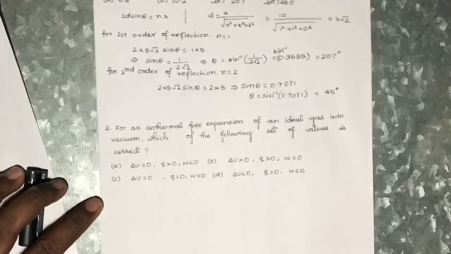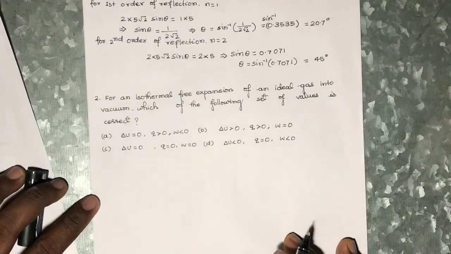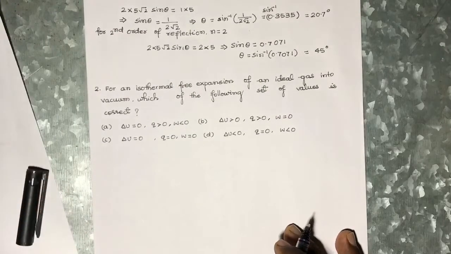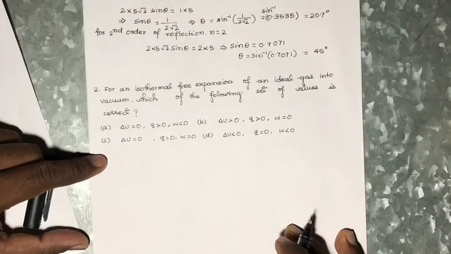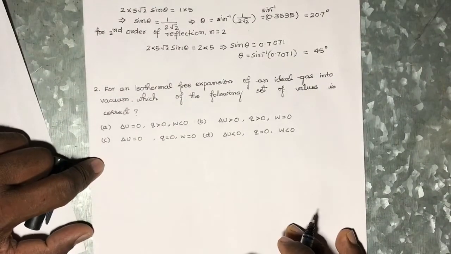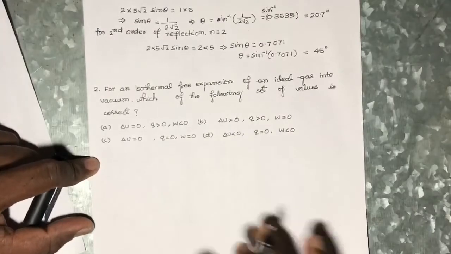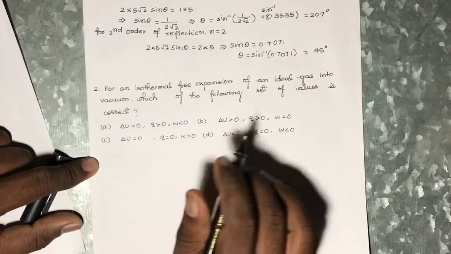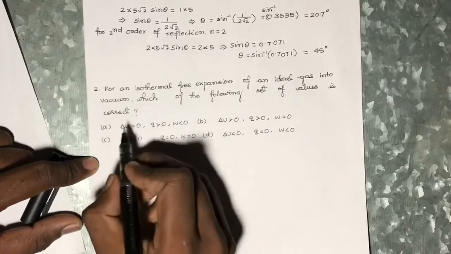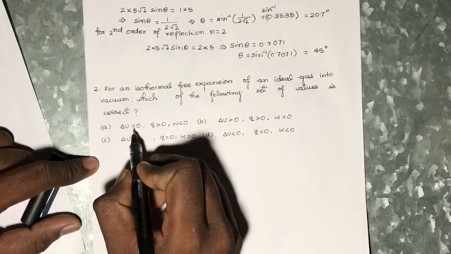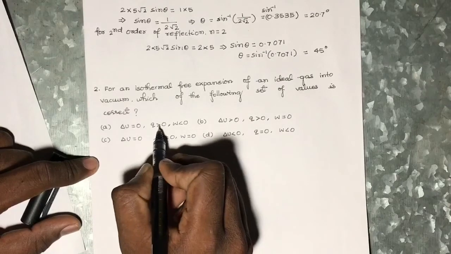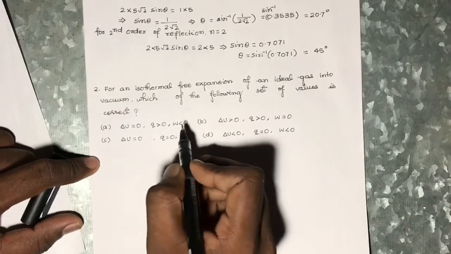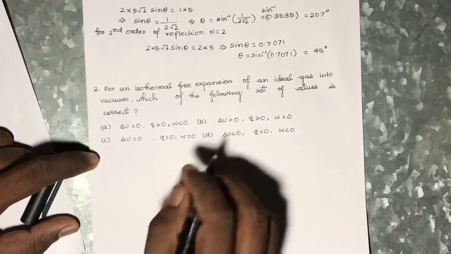Let's do the second problem. And this problem is for the metallurgical thermodynamics. And the question is, for an isothermal free expansion of an ideal gas into vacuum, which of the following set of values is correct? Now, delta U, that is the change in internal energy, is equal to 0. Q, heat exchange, is greater than 0. W, that is the work done, is less than 0. Which of the following is correct?